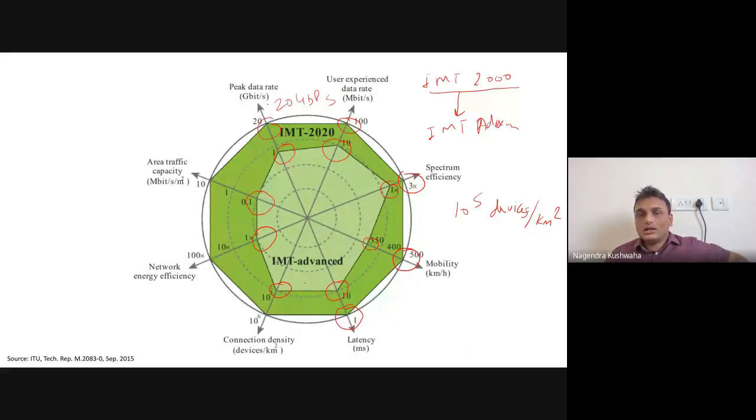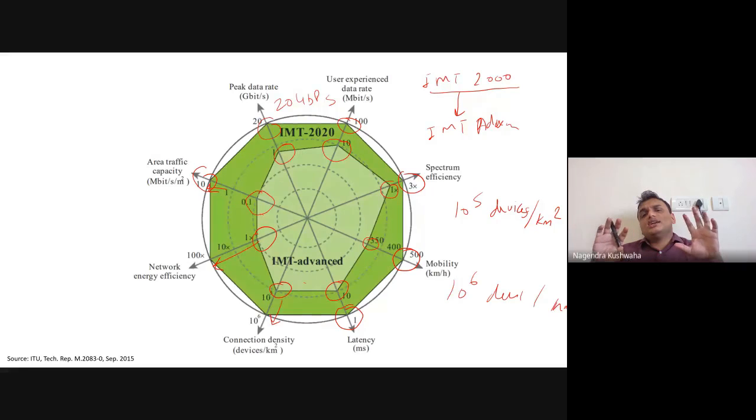So just see, here the peak rate is 20 Gbps and the area traffic capacity is also improved 10-fold. The network efficiency has improved 100-fold, and the number of devices has improved 10-fold, to 10 power 6 devices per square kilometer.